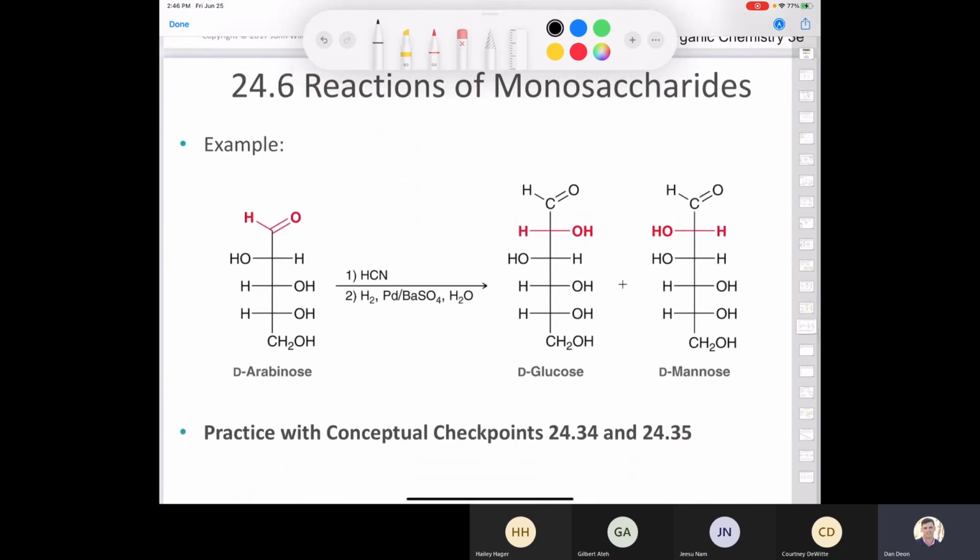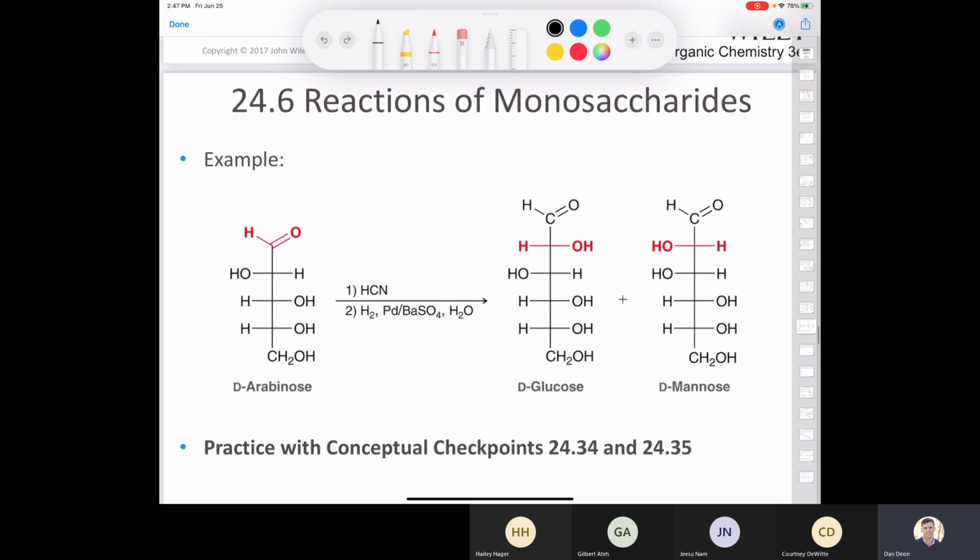If we were to start with D-arabinose, which is an aldopentose, you end up adding one carbon to the chain, and this carbon here is going to be epimerized. You're going to end up with the hydroxyl on one side and on the other. And so we would end up with a mixture of D-glucose and D-mannose in this case.